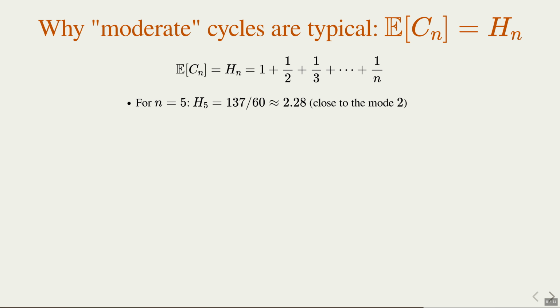That explains the distribution. The mean is about 2.28, so landing at 2 cycles is not weird at all. It is right near the center. Yes. The approximation by the natural log is why we say most permutations have a moderate number of cycles. Even at n equals 1000, the typical cycle count is only around 7.